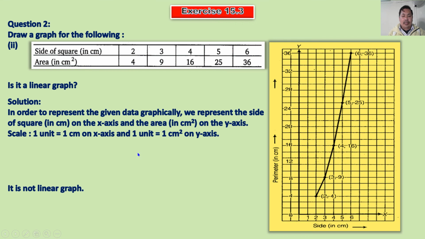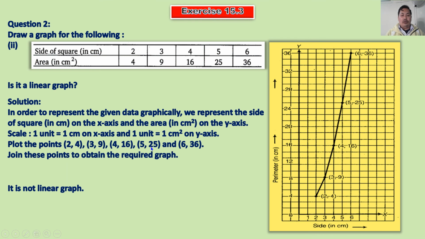Now next is to plot the points 2, 4, 3, 9, 4, 16. These coordinates are taken from this tabulation only, isn't it? So we have to plot these points on the graph here. After plotting, you can join these points to obtain the graph here. But after joining the points, we see that the line is not a straight line, it is a curved line, therefore it is not a linear graph.